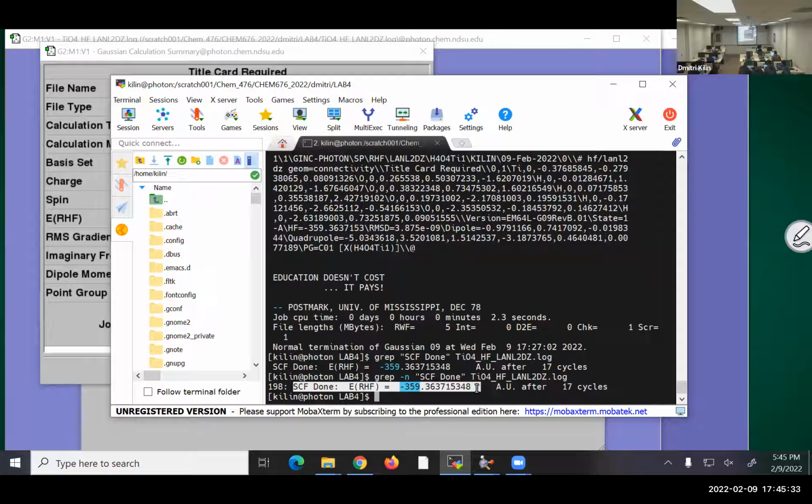Tetrahedral, cook, oxygen, 1, 2, 3, 4, close, broomstick, calculate, energy, method, 44, good. Submit, save.